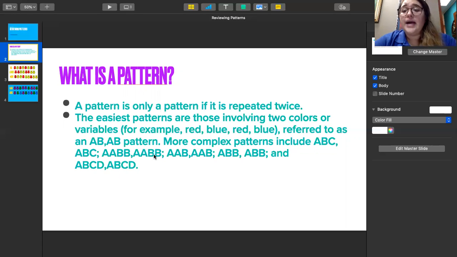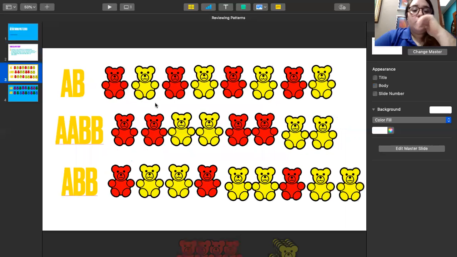Okay, we'd have AABB, we have AAB, and we have ABB. And we also have even more complex patterns that involve four colors. It would be A, B, C, D, involving four colors.